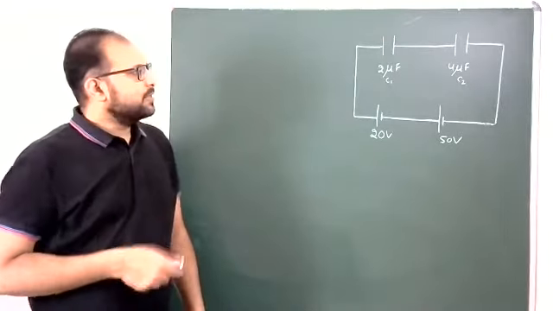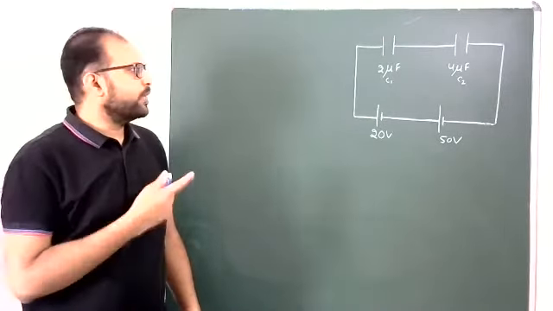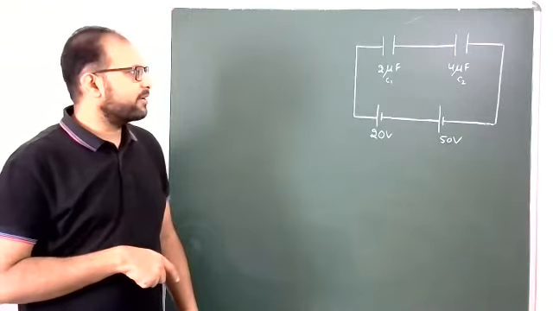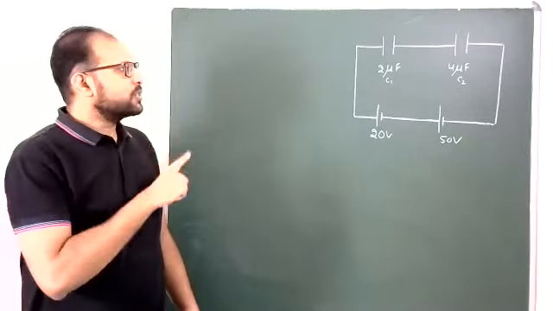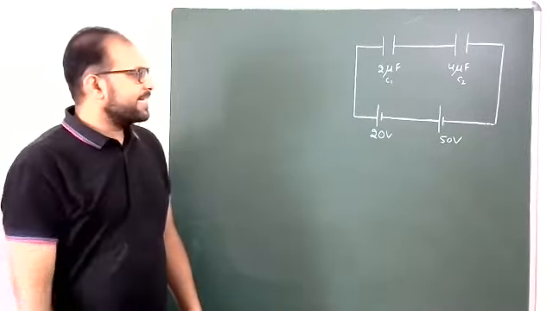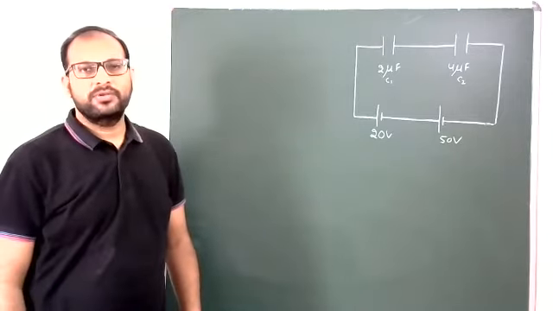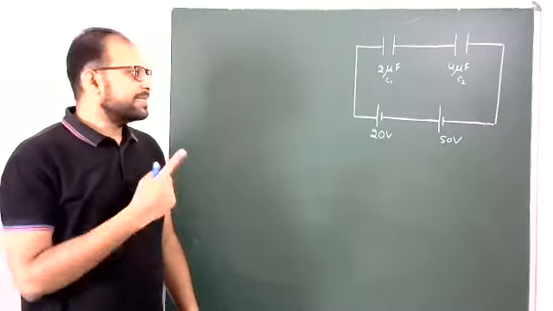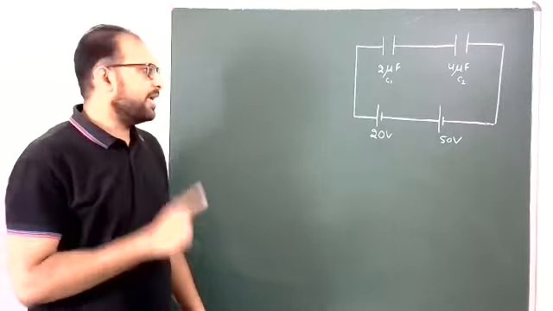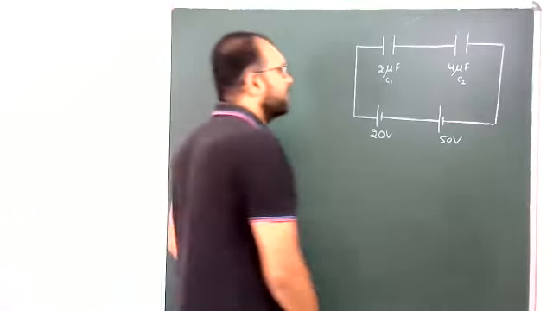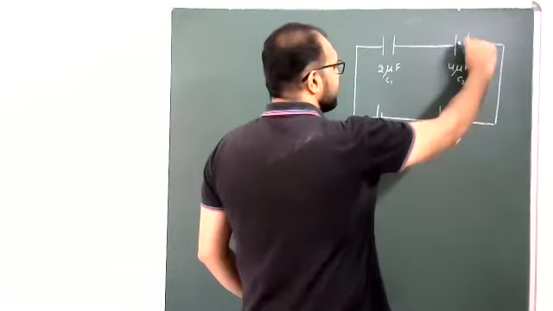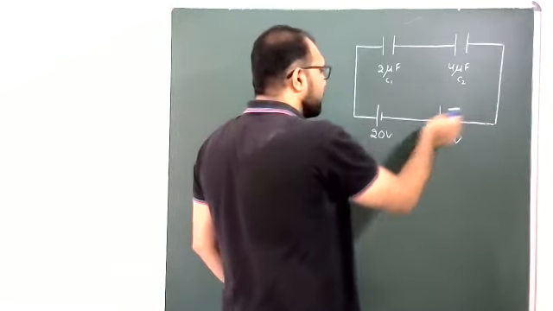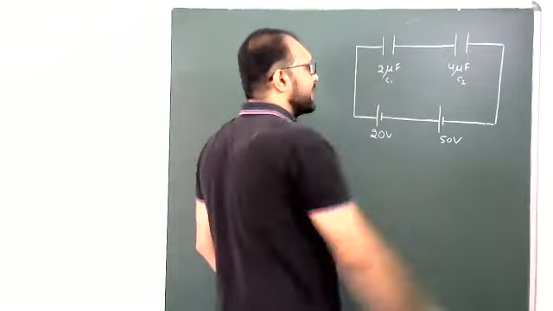Yes, so students, now this is the combination. Two capacitors, 2 microfarad and 4 microfarad, connected to two batteries, 20 volts and 50 volts. What is the charge redistribution? This is simple. First, see how the charge is going to be distributed. This is the negative, that's why charge is transported from here to here.